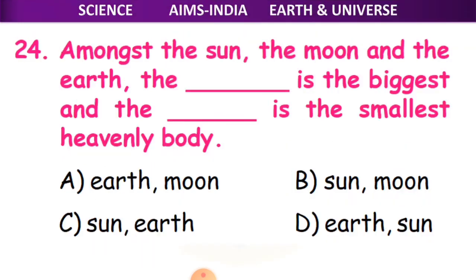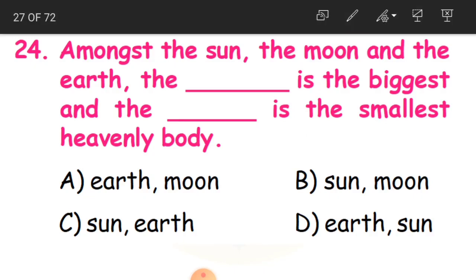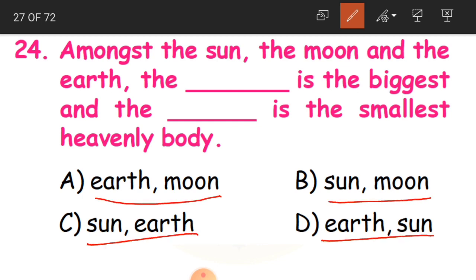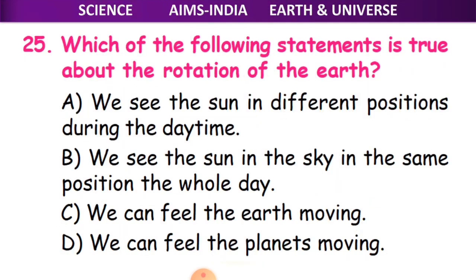Okay, now 24th question. Amongst the sun, the moon and the earth, the dash is the biggest and the dash is the smallest heavenly body. So when you have the sun, the moon and the earth, which is the biggest and which is the smallest? Either earth and moon, sun and moon, sun and earth, or earth and sun. So the answer is sun and moon. Sun is the biggest and the moon is the smallest heavenly body. Clear, children? And the last question for today.